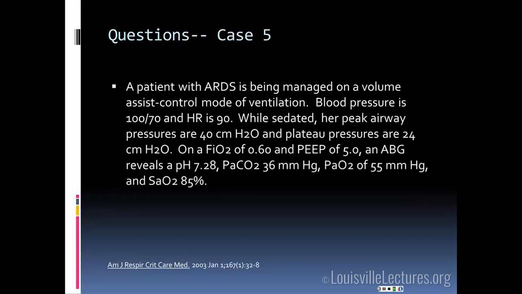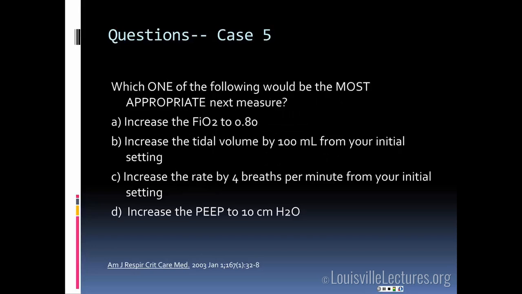So then the next question here to you guys. A patient with ARDS is being managed on volume assist control mode of ventilation. Blood pressure is 100/70 and heart rate is 90. While sedated, the patient has a peak airway pressure of 40 and plateau pressure of 24. On an FiO2 of 60% and PEEP of 5, a blood gas reveals a pH of 7.28, PCO2 of 36, PO2 of 55, and oxygen saturation of 85. Which one of the following would be the most appropriate next measure?